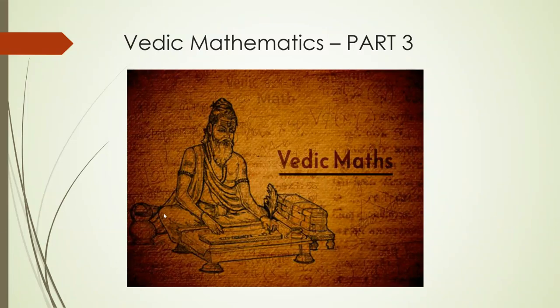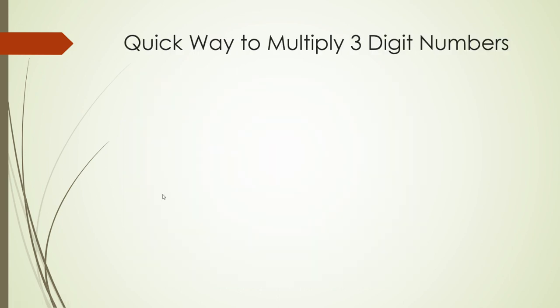Hello everybody, we will start the next part of this series, Vedic Mathematics Part 3. So here we will multiply 3-digit numbers. We will see how we can multiply 3-digit numbers quickly using Vedic mathematics. In the traditional way it takes a long time to multiply big 3-digit numbers. So let's take a quick example.